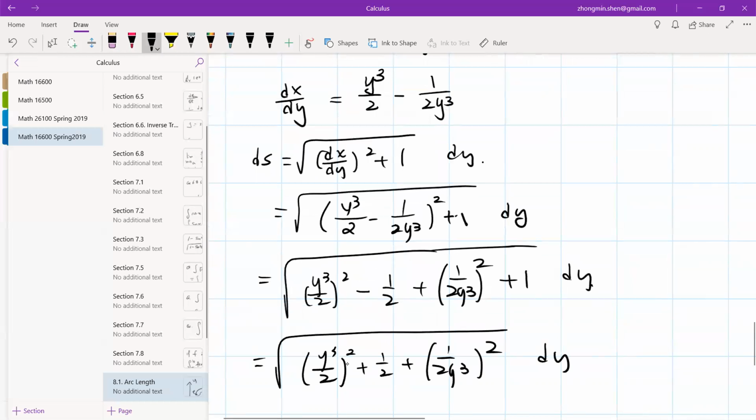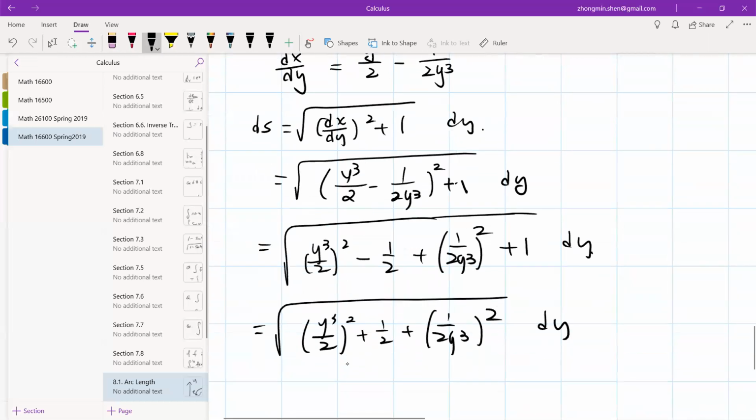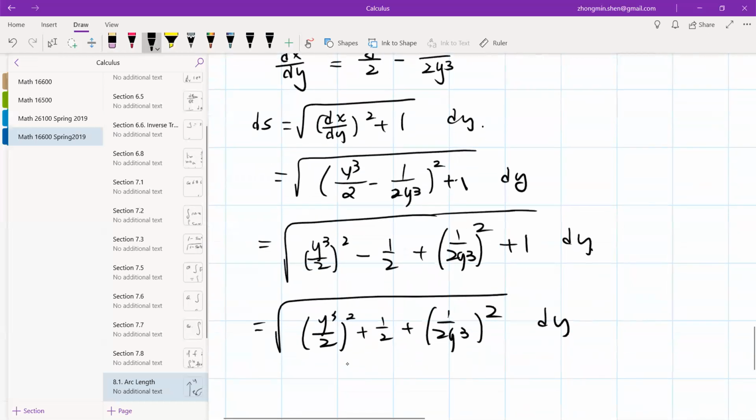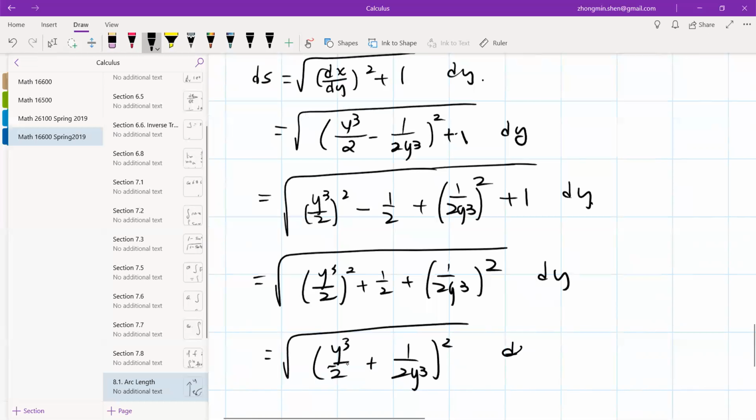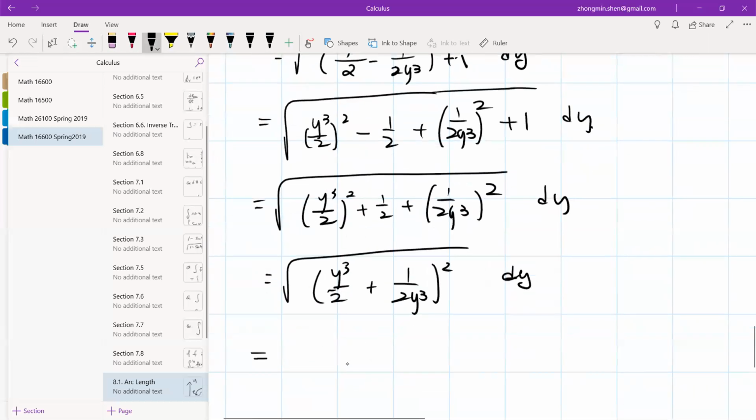Then you realize that you can still group them together as a square. The only difference here is that the negative sign now becomes a positive sign: negative 1/2, positive 1/2. So all I have to do is change the sign inside the parenthesis. So this should be equal to y cubed over 2 plus the other term, and then dy, okay? Now you're able to get rid of the radical. So this is ds.